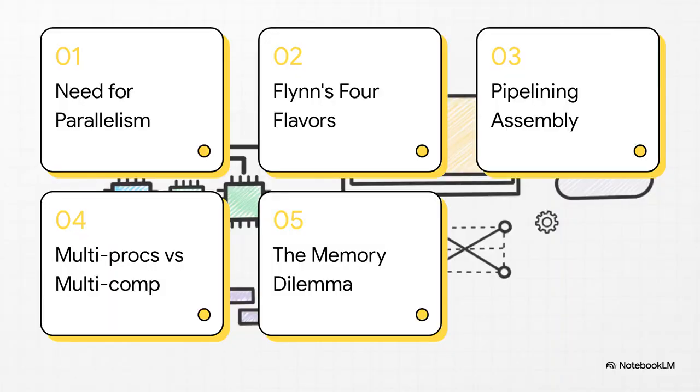So here's our roadmap for this explainer. We're going to start with why we even need parallelism in the first place. Then, we'll dive into a classic way of sorting these powerful machines into different categories. After that, we'll check out a super clever trick called pipelining, compare the two main blueprints for building parallel computers, and finally, we'll tackle the biggest headache they all share, the memory dilemma.